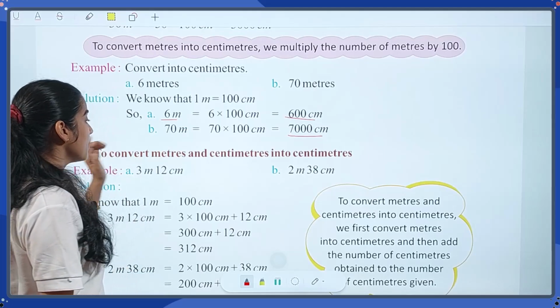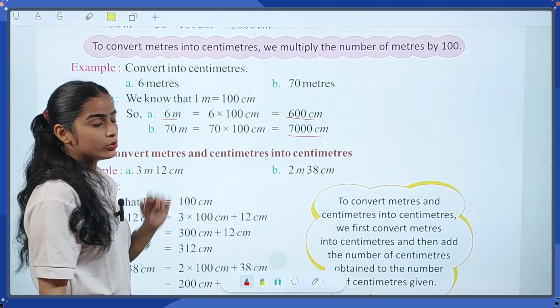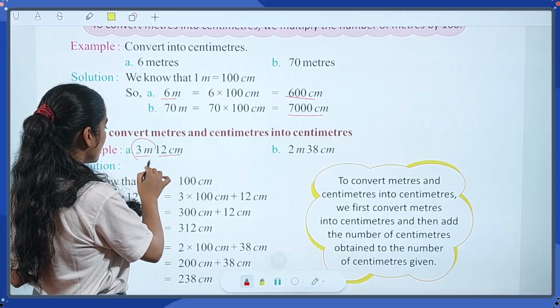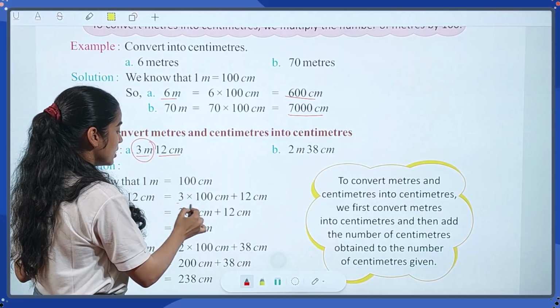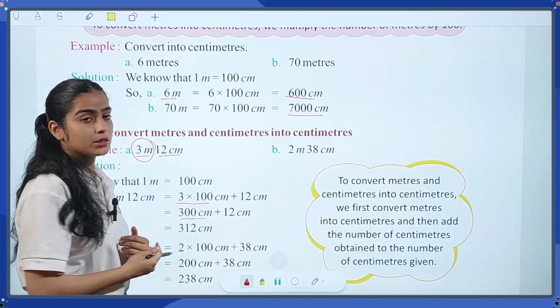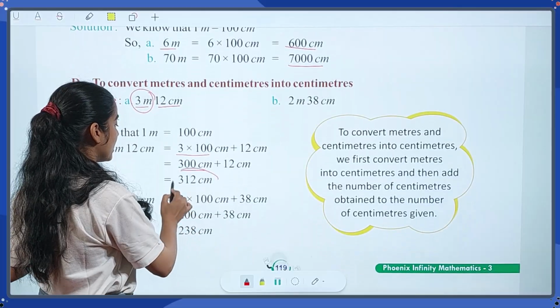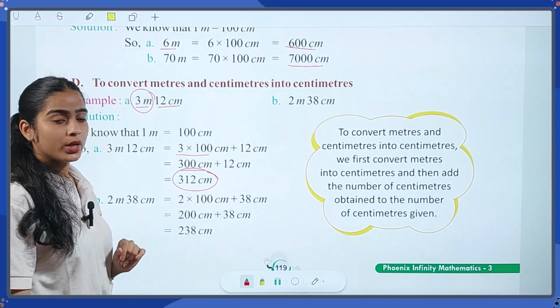To convert meters and centimeters into centimeters, take 3 meters and 12 centimeters. First we have to convert 3 meters into centimeters, which is 300 centimeters by multiplying with 100. Now adding 12 centimeters to it, the answer is 312 centimeters.